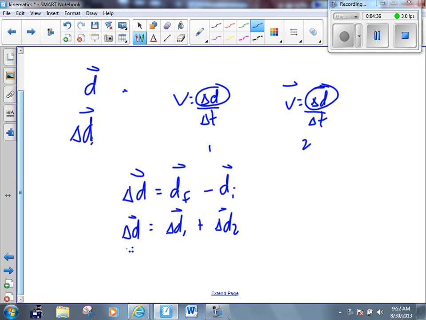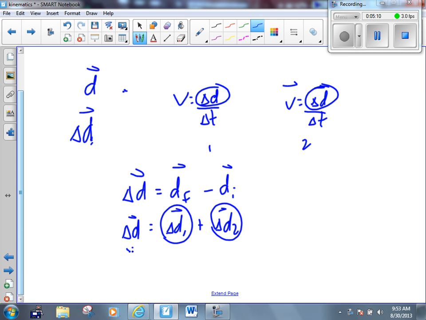So the total displacement can be the displacement in one stage added to the displacement in another stage. Let's keep that straight. A lot of times we make a mistake and subtract displacements to get a total displacement, or add positions to get a total displacement. We can't do that. If we've got two different positions, in other words, two different places where an object is, then we're going to subtract them to get displacement. But if we've got two different displacements, how far an object has traveled, two different intervals of displacements, then we're going to add them together to get the total displacement.